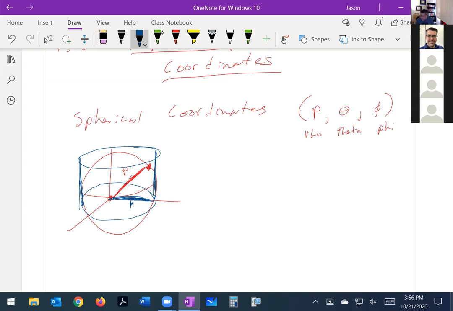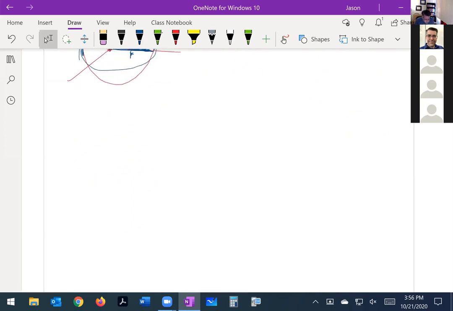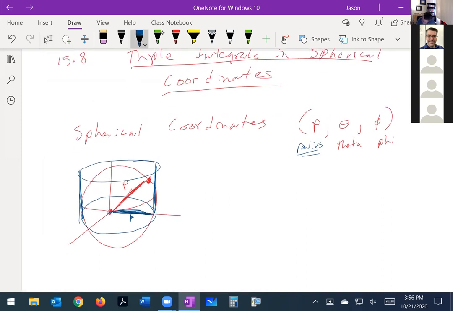Just think of P as the radius. We're not going to use R just because we use R for something else later on. Hopefully it makes sense. It's clear as mud. So what the heck is phi now? I understand rho. I understand theta. Theta is this angle here.